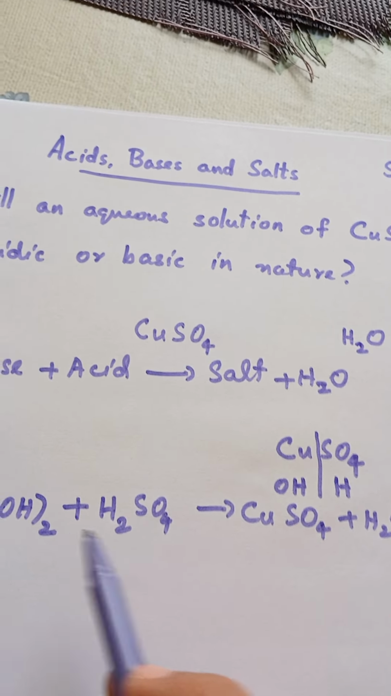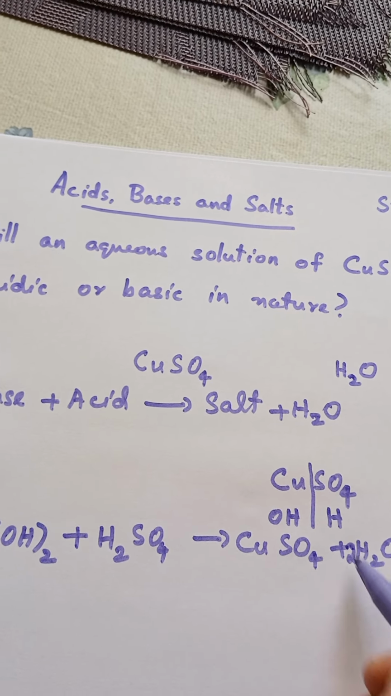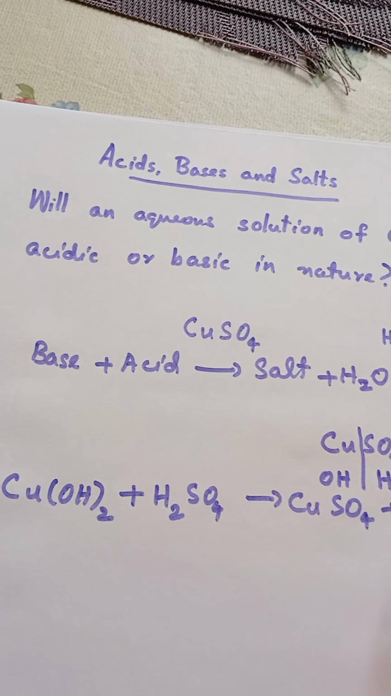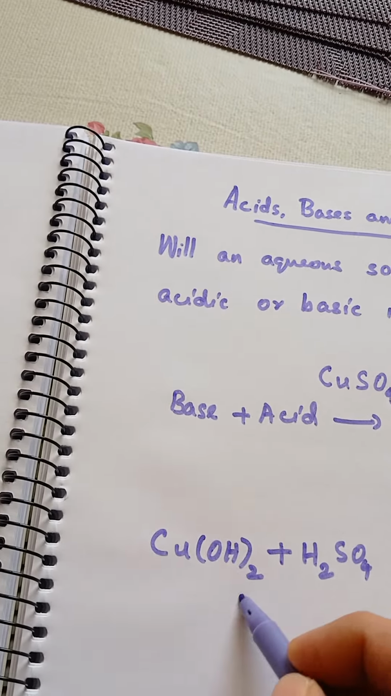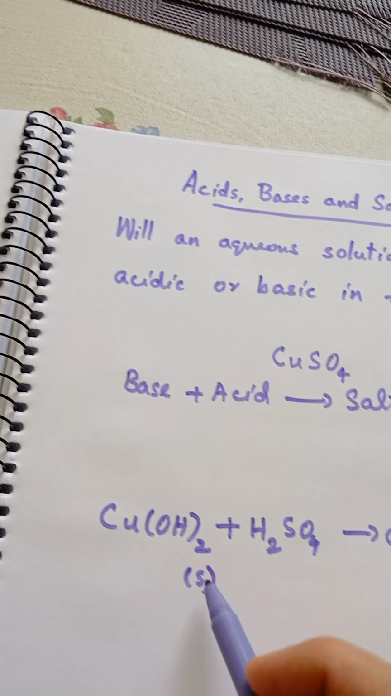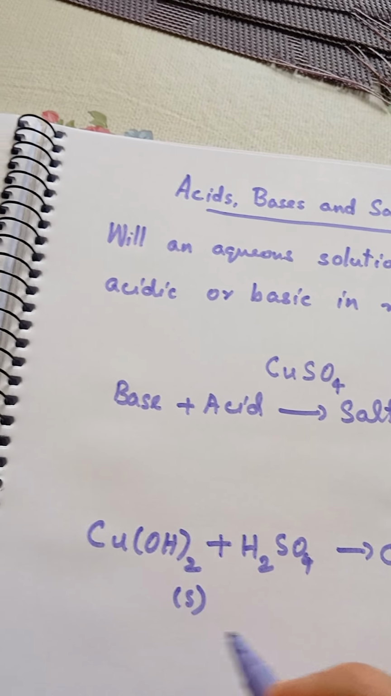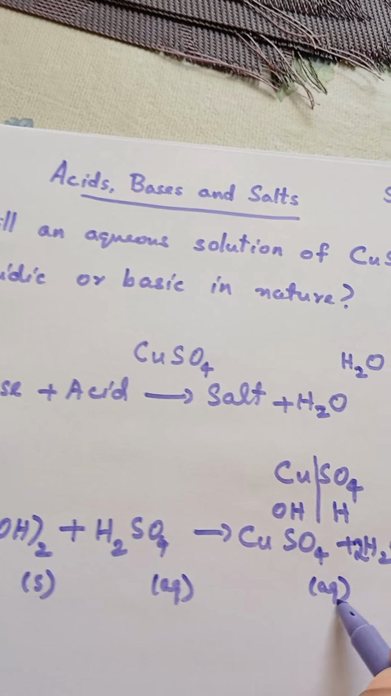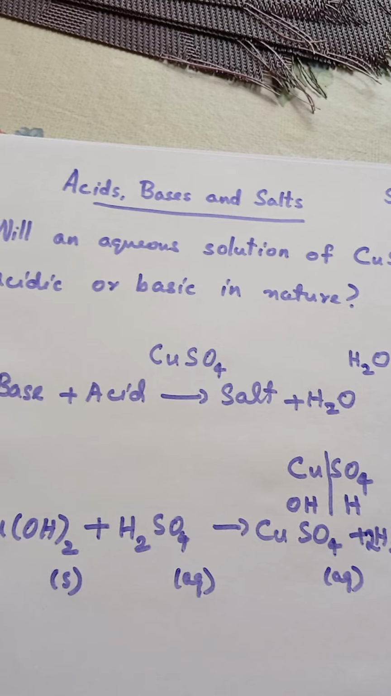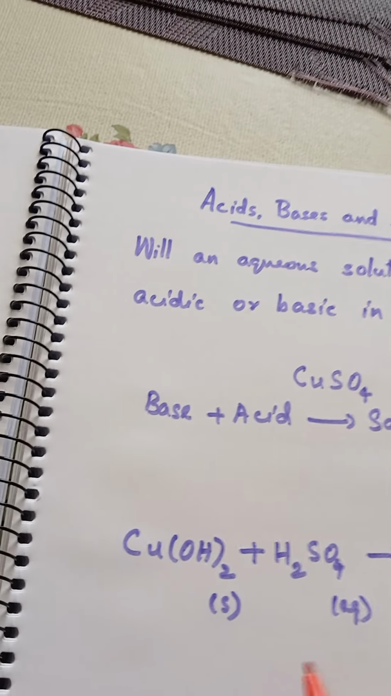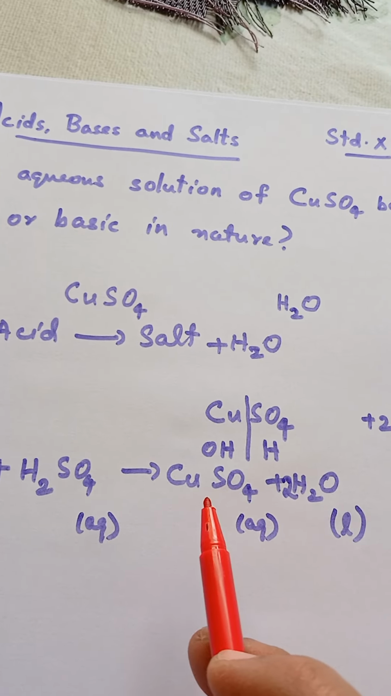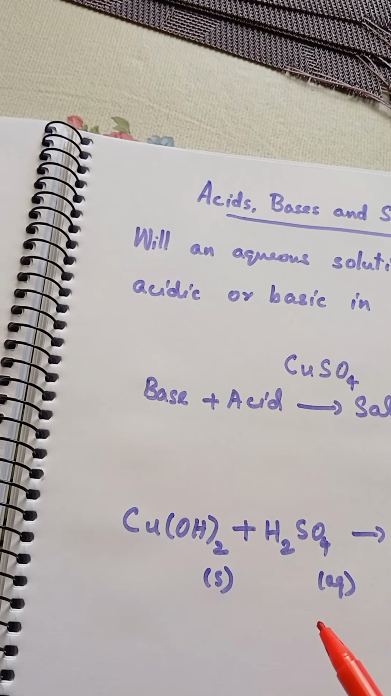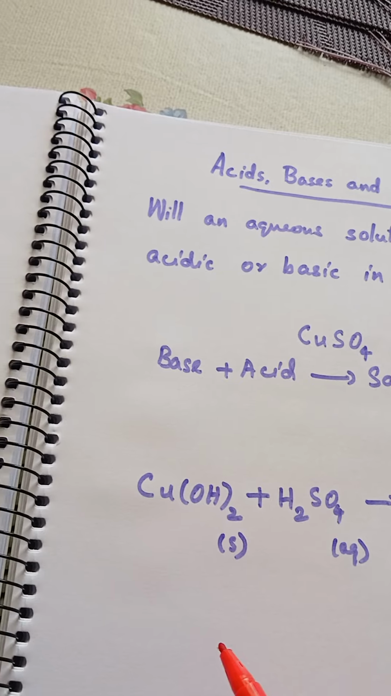4 hydrogens on left side, so we will put a 2 here. So I think that settles the number of oxygens also. Okay, so this is solid, sparingly soluble, very, very little solubility. This is aqueous, and this is liquid. So can you predict whether an aqueous solution of copper sulfate be acidic or basic?